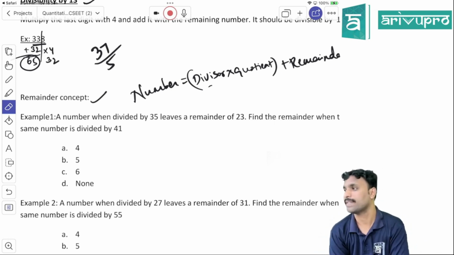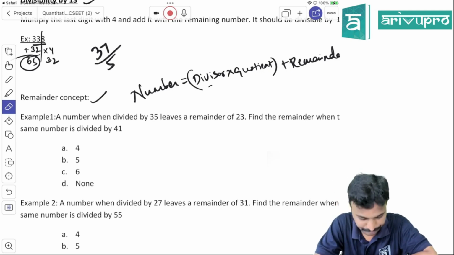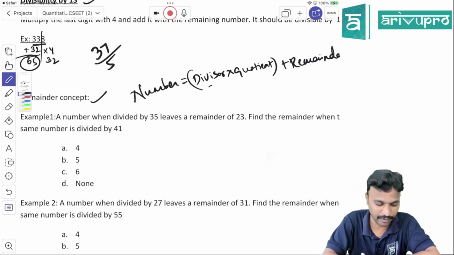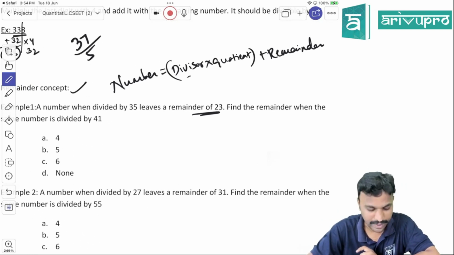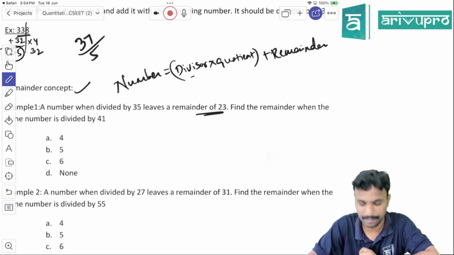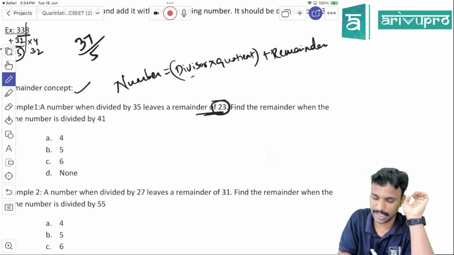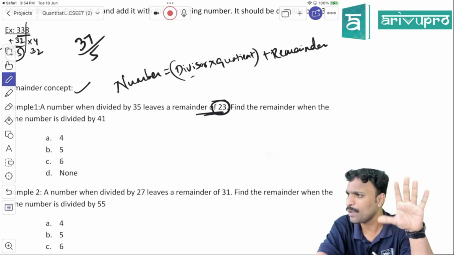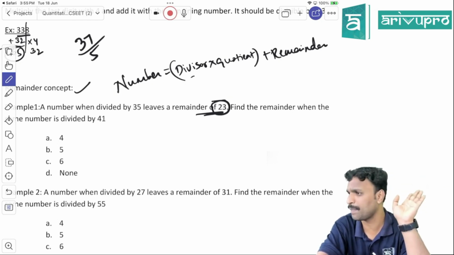Now, how to solve such questions, especially when they ask questions on remainder? Look at the question. A number when divided by 35 leaves a remainder of 23. Find the remainder when the same number is divided by 41. Now please understand how to solve such questions. You need not find what the number is here. You just have to find the remainder when the same number is divided by 41.